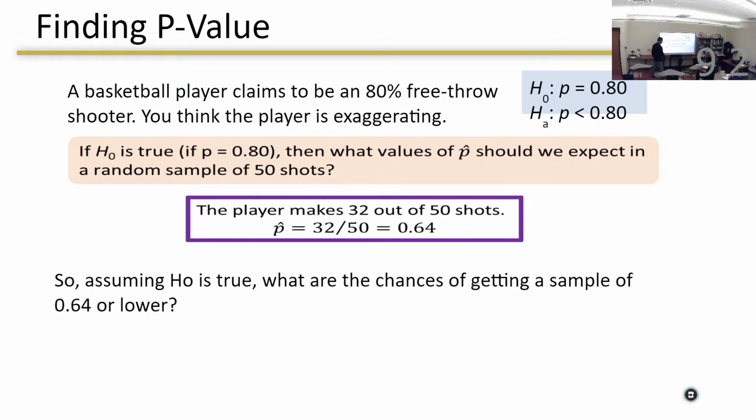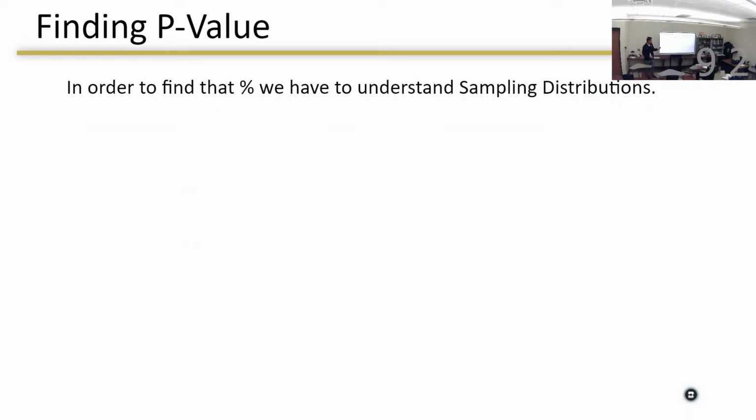We actually made 32 out of 50. Assuming H0 is true, what are the chances of getting that 0.64 or less? And again, that's the definition of the p-value that we talked about yesterday. In order to find that percent, we need to understand sampling distributions. So what do you know about sampling distributions?